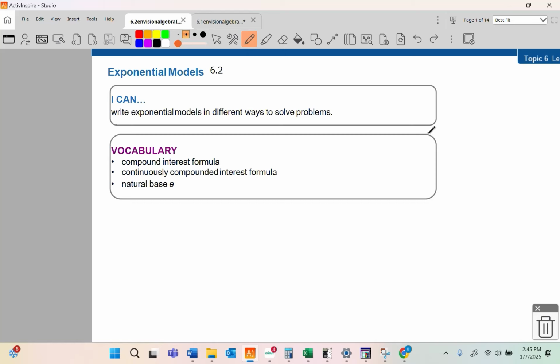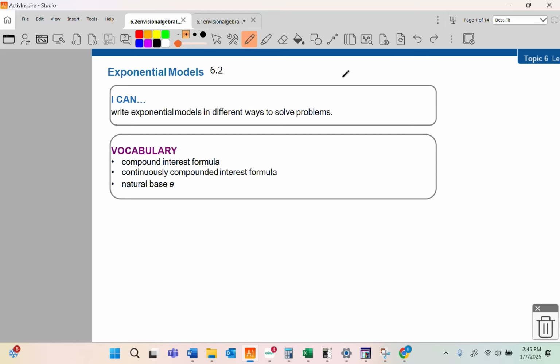So this is the first part of 6.2. It's exponential models. We've got some formulas here we're going to use. And here, the I can statement's a big deal. It's writing exponential models in different ways to solve problems. So the task of this question here is to rewrite an exponential function to identify a rate. So let's start off with the details.